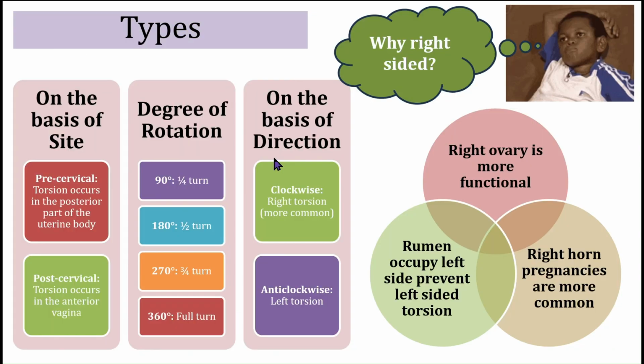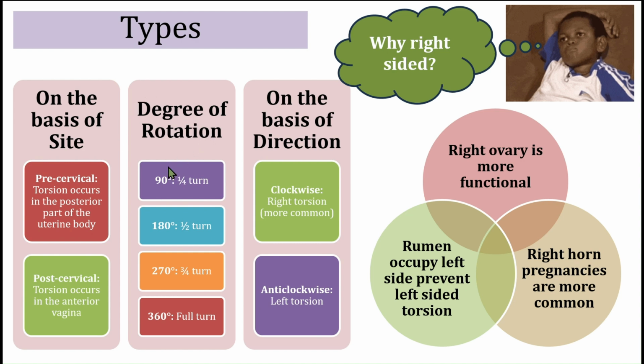Now we will discuss the different types of uterine torsion, or its classification. On the basis of site, it may be pre-cervical or post-cervical. If the torsion is up to and before the cervix, this type of torsion is called pre-cervical torsion, and if the uterine torsion extends beyond the cervix up to the vagina or anterior part of the vagina, it is called post-cervical uterine torsion. Among these two categories, the most commonly reported is the post-cervical type.